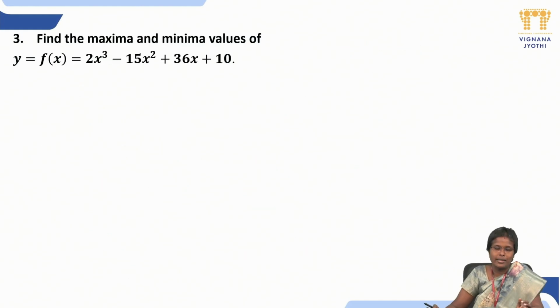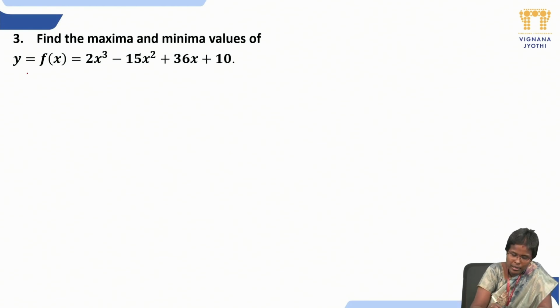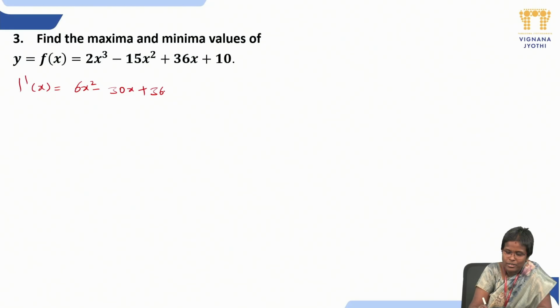In the same way, here I have considered another problem. Find the maximum and minimum value of the function. First of all, what is the step? f'(x): differentiating 2x³, x³ gives 3x², so 6x², minus x² differentiates to 2x, so 30x, plus 36.